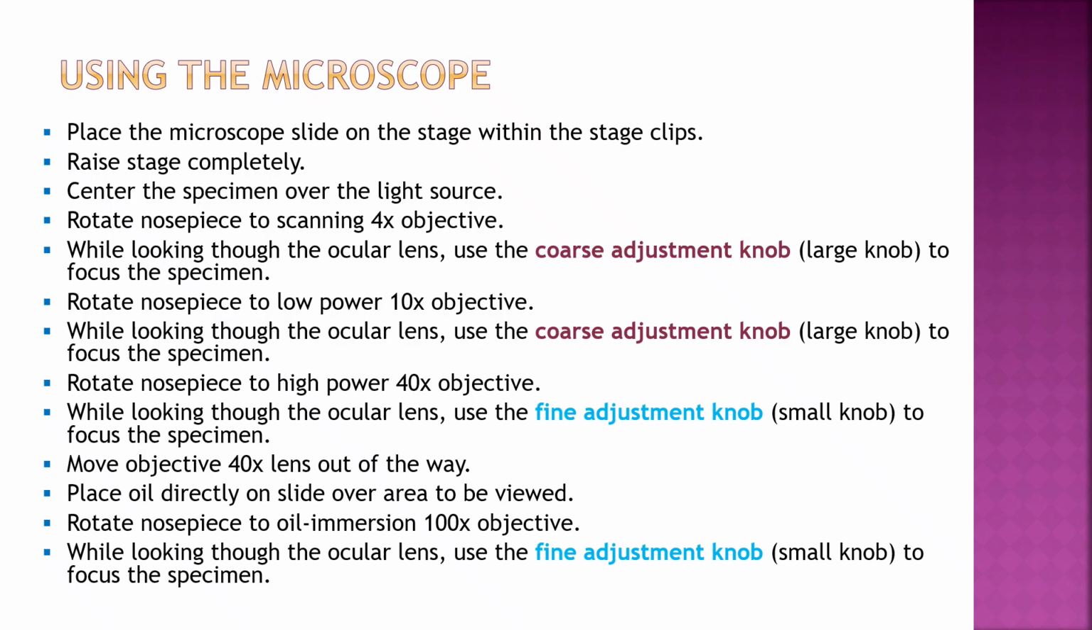Then you're going to put a drop of oil specifically used for this, called oil immersion oil. You don't use anything else. You don't use anything you happen to have around. You use oil immersion oil for this. You put a drop of it on the slide where you're looking, and then you swing the oil immersion objective into place on top of that oil. All right. When you are looking at the specimen under the 100x, you can use the fine adjustment just a tiny amount if you need to get more clarity in your vision.